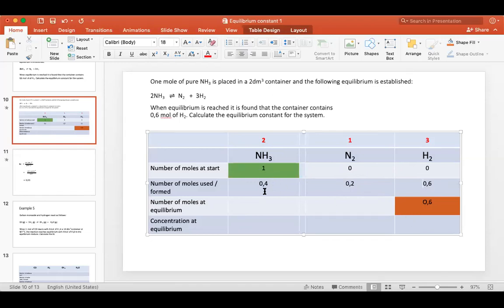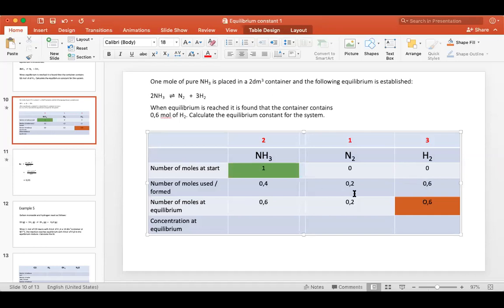Now that we've got the second line, we know that 1 mole of ammonia was in the container at the beginning and 0.4 was used. We can use that to work out how many moles will be left at equilibrium. 1 minus 0.4 leaves 0.6 moles at equilibrium. Then you had no nitrogen at the beginning, and 0.2 was formed, so there will be 0.2 at equilibrium. And hydrogen, nothing was there at the start, we had 0.6 at the end, so 0.6 was formed.